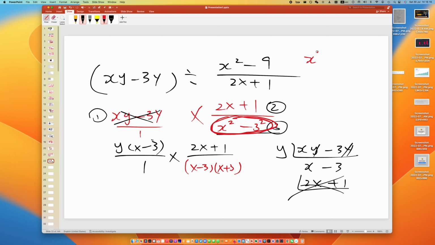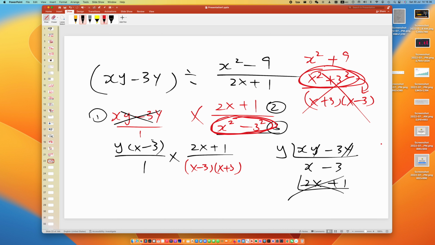Plus can or not? Like x squared plus 9 can or not? Like x squared plus 3 squared can or not? This one can do or not? Cannot. Because what's the formula? Once again, what's the formula? A square minus B square. So it must be in this format. Then you get this a plus b bracket a minus b.